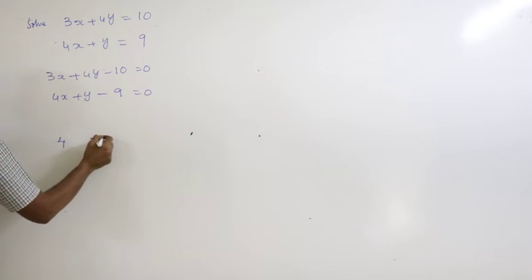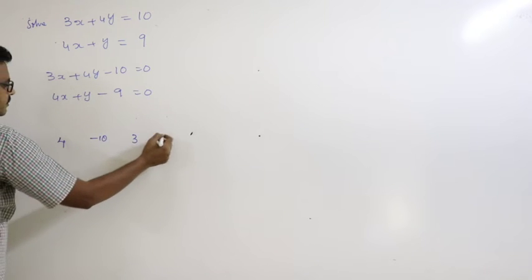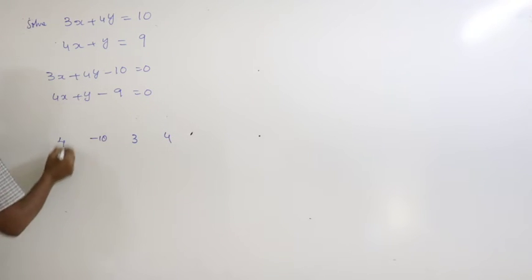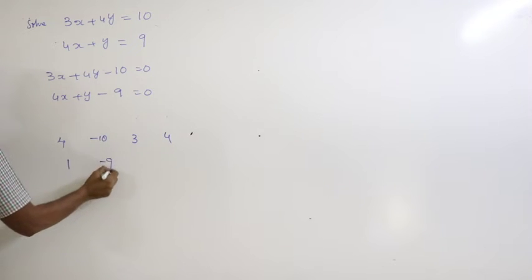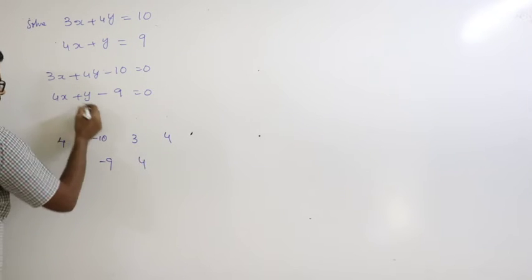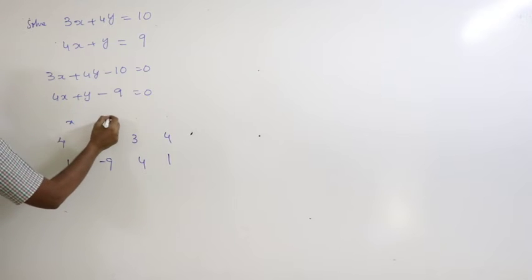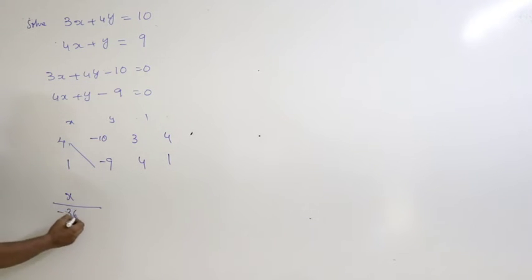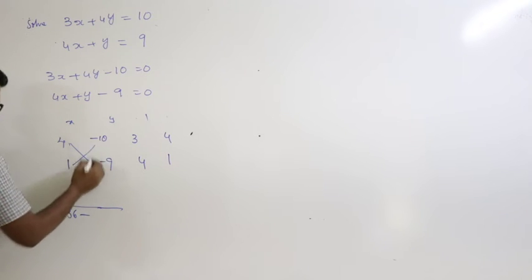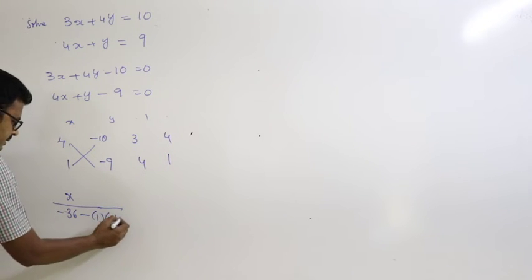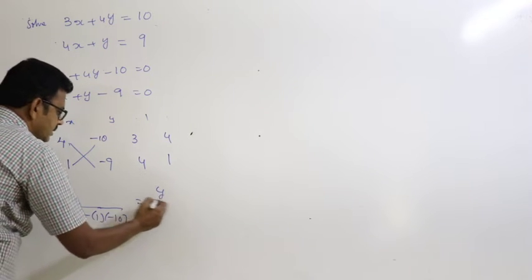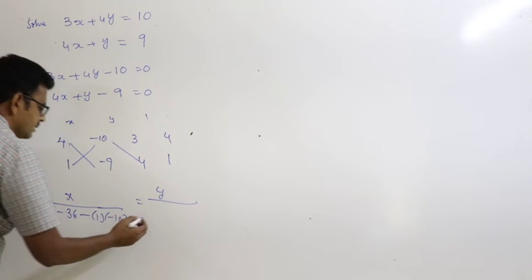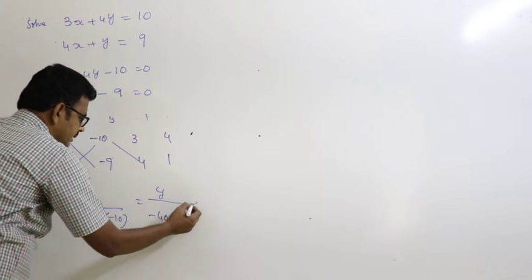Next, constant minus 10, x coefficient 3, y coefficient 4. X coefficient is 1, constant minus 9, y coefficient 4, x coefficient 1. Put x, y, 1. So this is x by the product of these two. The product of these two is 4 into minus 9, minus 36. Put minus. The product of these two, 1 into minus 10, is equal to y by the product of these two, that is minus 40. Put minus.